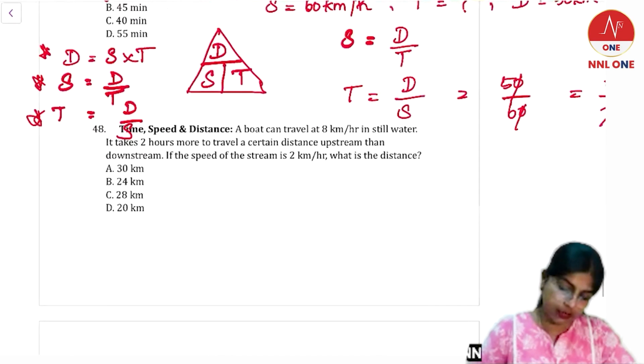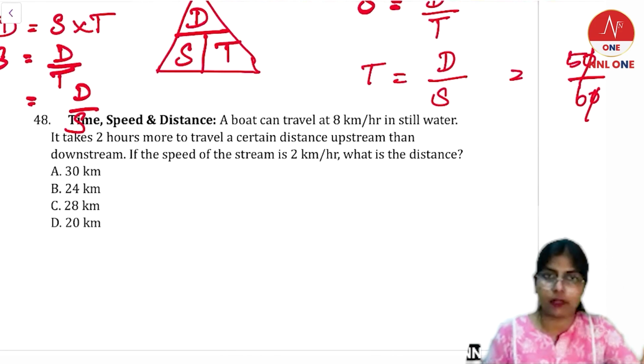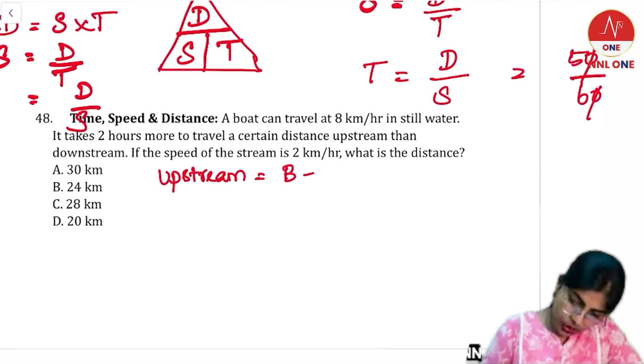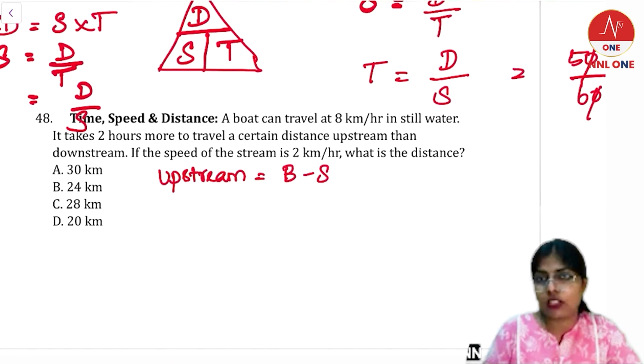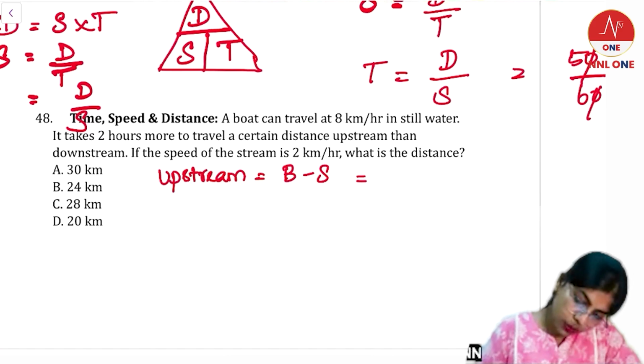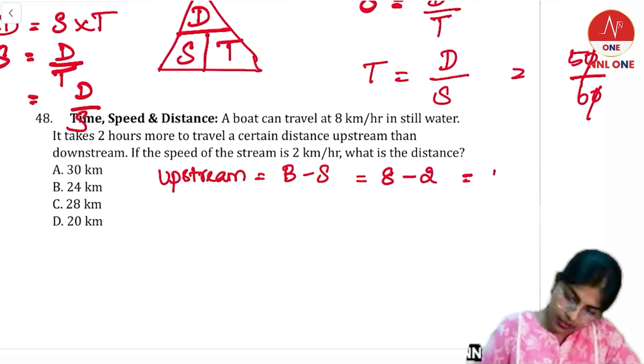Okay, next sum. A boat can travel at 8 km per hour in still water. So what was the question? In still water, the boat can travel 8 km per hour. It takes 2 hours more to travel a certain distance upstream. What is the formula for upstream? It is B minus S. Why are we subtracting it? Because upstream we are going against the stream. So we are subtracting it. Boat speed is 8 km. So it takes 2 hours more upstream, so we are going to subtract 2. So the answer is 6. Downstream.